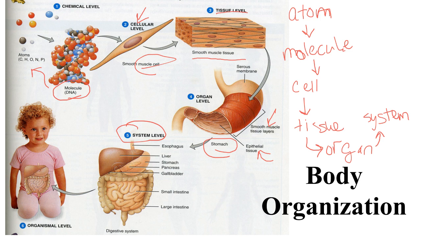And then from our system, we put a whole bunch of systems together and we get our actual organism. You can see the little girl here in this picture. So there's digestive system, respiratory system, reproductive system, nervous system. Okay, so you guys want to make sure you know those in order, right? From atom and molecule to cell, tissue, organ, system, organism.